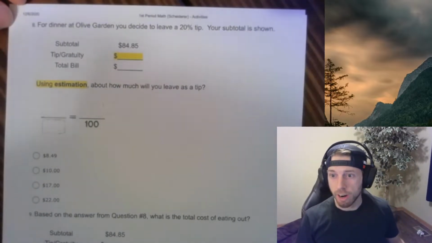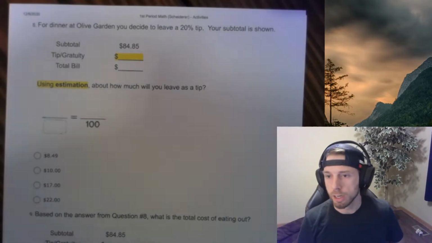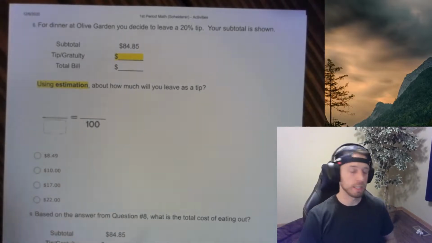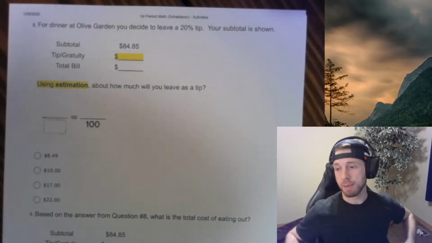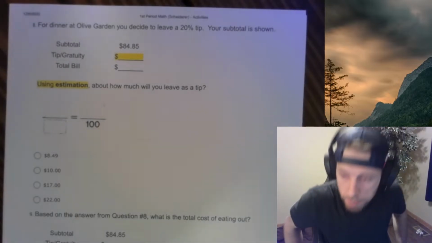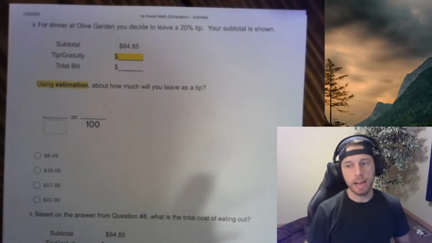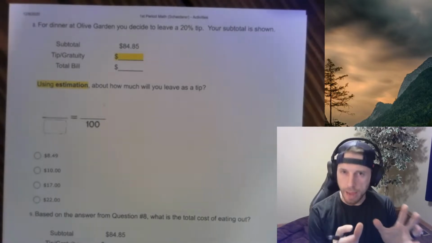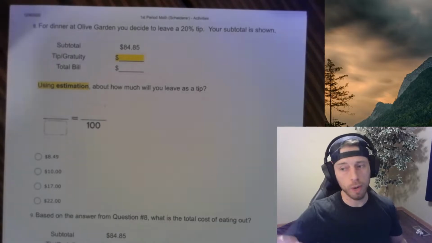Number 8. For dinner at Olive Garden, you decide to leave a 20% tip. Great tip. It's a good tip. Your subtotal is shown. Using estimation about how much we leave as a tip, this is something that we as adults do all the time. Guarantee, right? Ask your parents about it. If they leave a tip, they're probably not leaving exact tips. For me, I just try to do it quick and easy in my head. Some people like to be accurate, and that's totally okay. But it's also really nice to be able to do things like this quick and easy in your head.